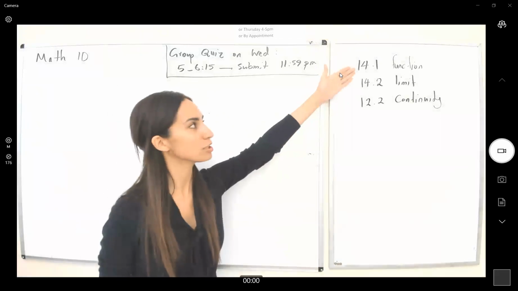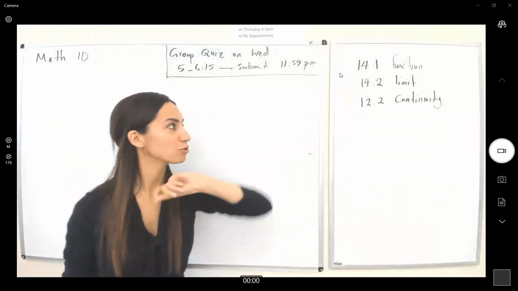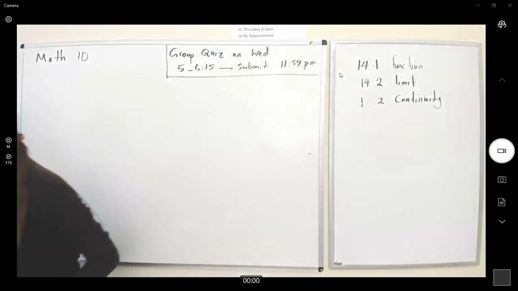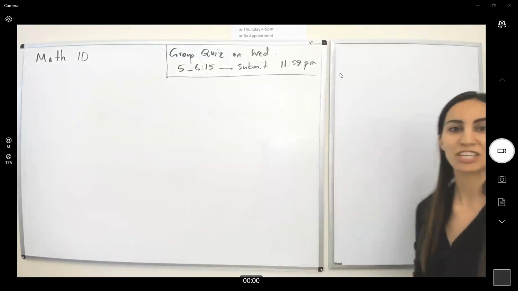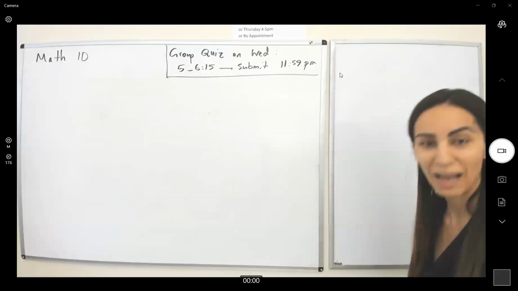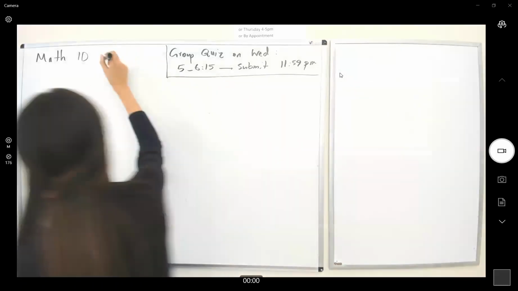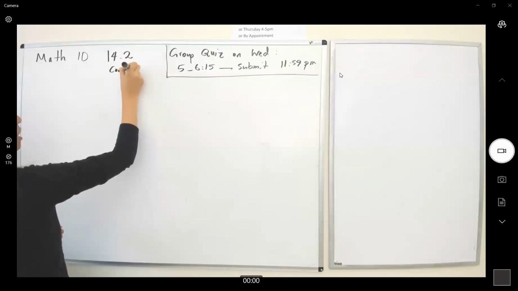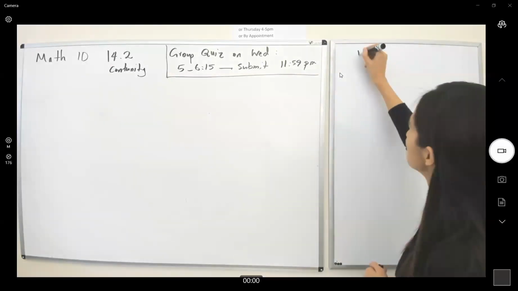So we covered 14.1, we covered 14.2, we talked about limits. Now we're going to talk about continuity, this 14.2. Well, let us review a little bit. Let us go back to elementary calculus, what we learned in Math 1A. So we are on 14.2, continuity. Recall.